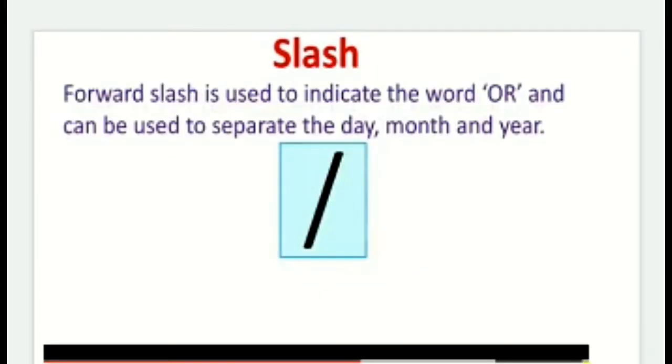And then the next punctuation is the slash. Forward slash is used to indicate the word "or" and can be used to separate the day, month and year. So slash is used for what? Yes, we can use it in a date.